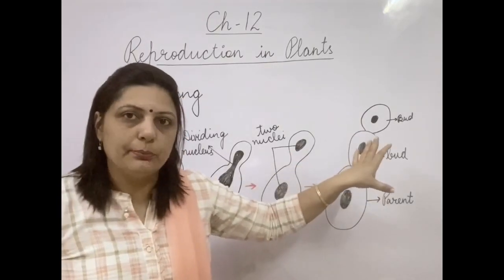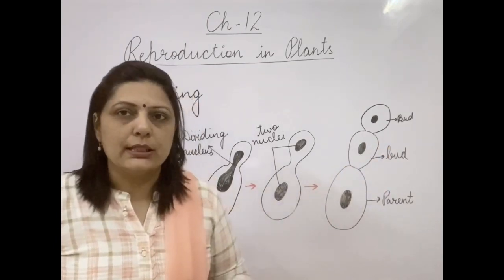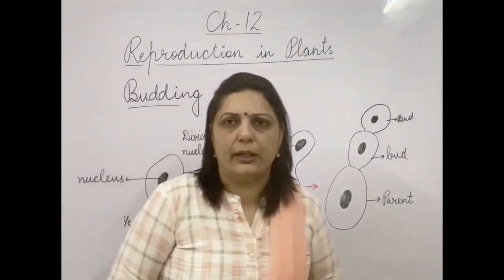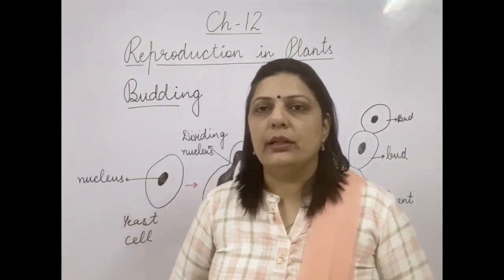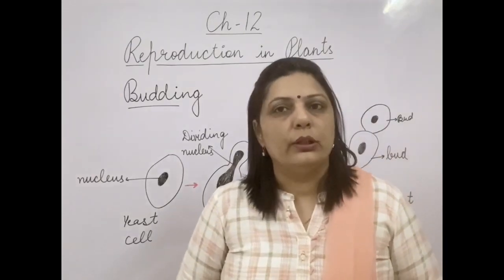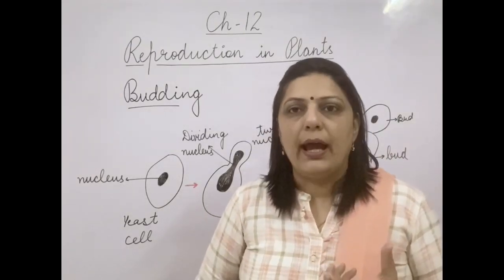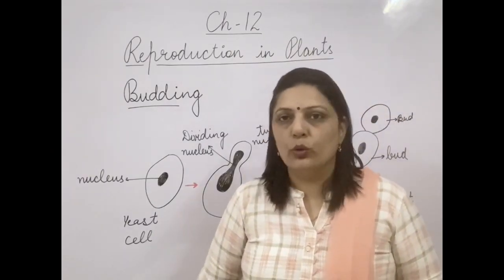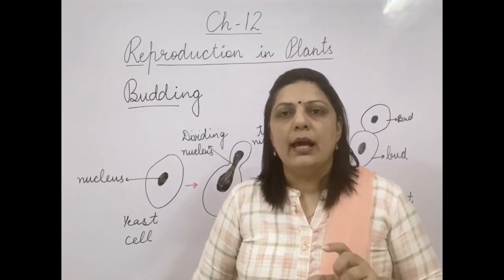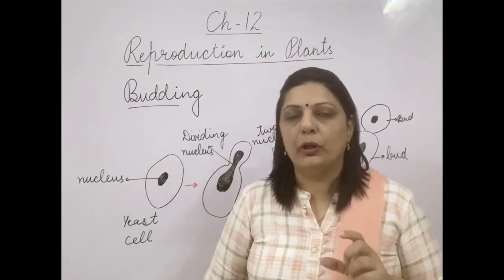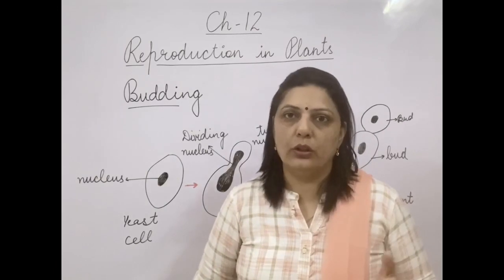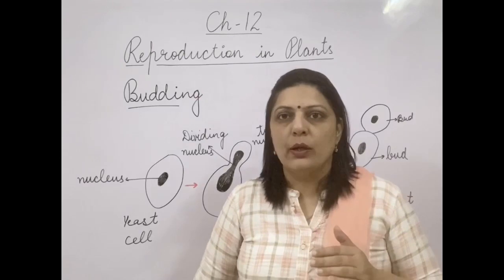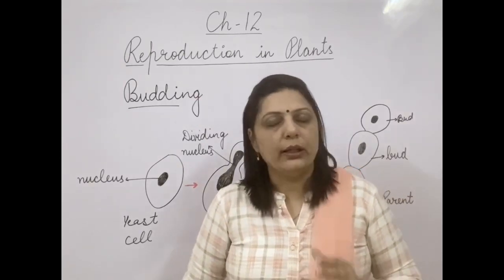Because of these buds, yeast can multiply very fast. Within a few hours, they can have an increased population. You can understand this better with the help of an activity. For that, you have to take yeast powder, which is available in the market. Then you put that yeast powder in lukewarm water in a glass and add sugar to it. Because yeast grows well on sugar, this you already know, so they will start multiplying very fast when you keep it at a warm place for around an hour.